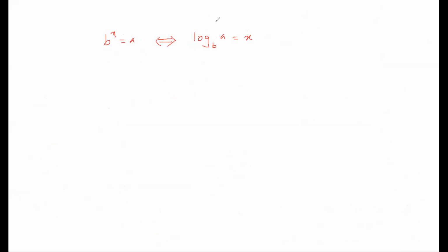Reverse also, if logarithm of a to the base b is equal to x, then we can say a is equal to b to the power x. So जैसे 3 to the power 4 is equal to 81. So we can say that logarithm of 81 to the base 3 is equal to 4. Or logarithm of 81 to the base 3 is equal to 4, so we can say 3 to the power 4 is equal to 81.